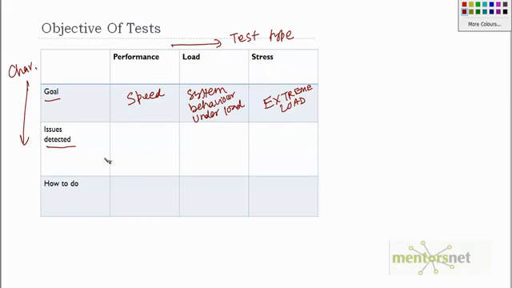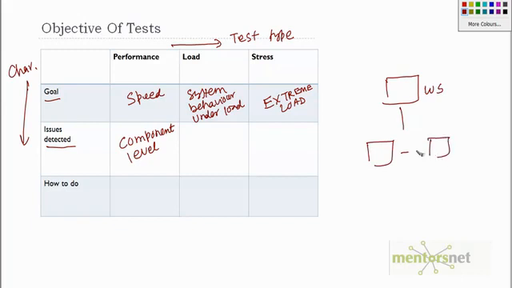Now let's try to fill up what kind of issues you detect in performance testing. In performance testing, what I would detect is the issues at a component level. Just recall the picture from last time: we have a web server, a farm of n number of app servers, two database servers, and then storage. This was the deployment diagram that we showed in the first video, isn't it?